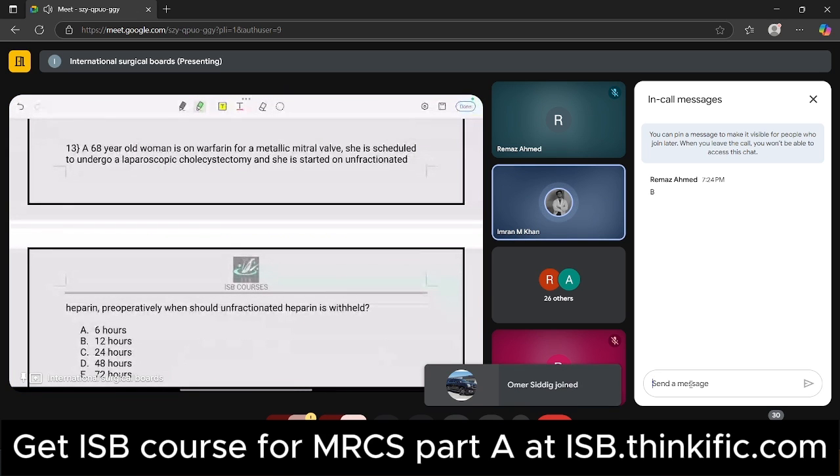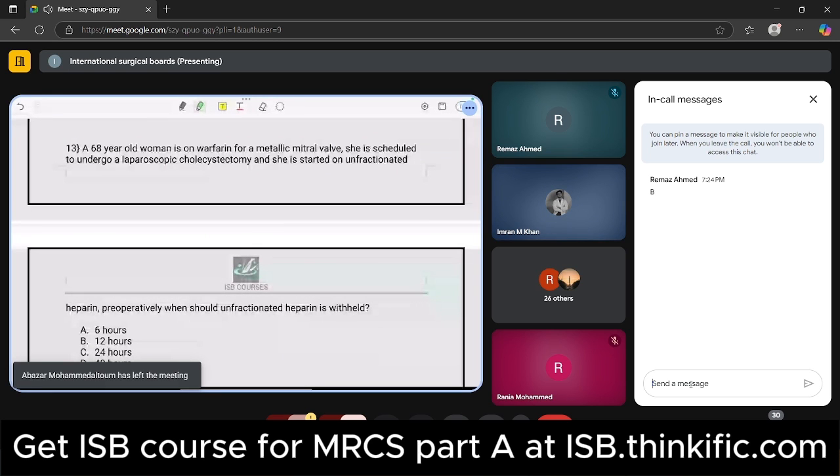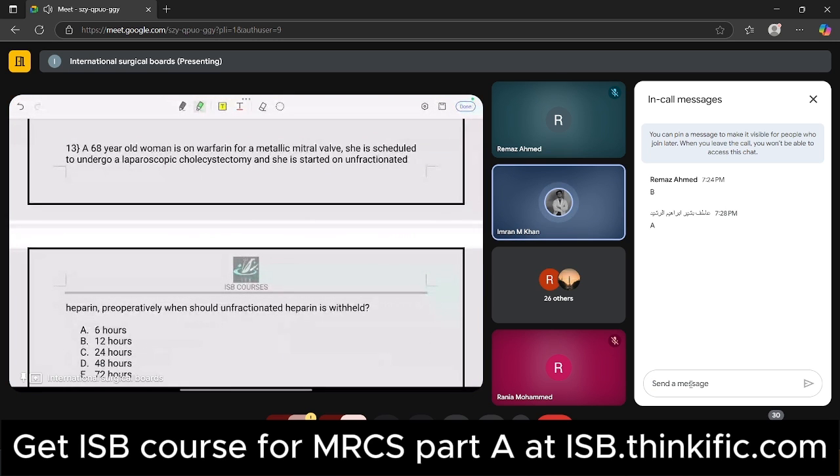A 68-year-old woman is on warfarin for a metallic valve. She is scheduled to undergo laparoscopic cholecystectomy and she is started on unfractionated heparin. Preoperatively, when should unfractionated heparin be withheld? Option A 6 hours, option B 12 hours, option C 24 hours, option D 48 hours, option E 72 hours. So I think it's option A, 6 hours. Yes.